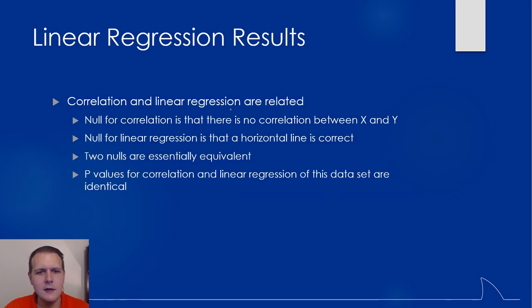Now, correlations and linear regressions are related. Note here that the null hypothesis for a correlation basically just says that there's no correlation between X and Y, that the two variables have no relationship to one another. When you're dealing with a linear regression, know that the null hypothesis is just going to be a horizontal line, right? Basically, these two null hypotheses are essentially equivalent. If you had a correlation with the null hypothesis being true, that would be a flat line. There would be no relationship between the two. And again, the p-values for both of these are going to be identical when you calculate them out.